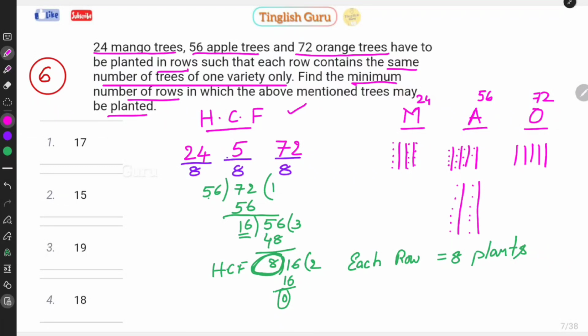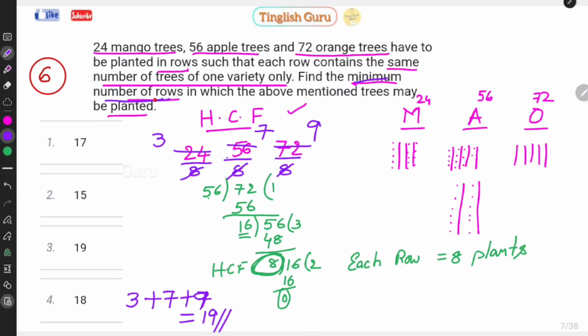Here the value is 56, right? Okay. Now 8 3s are 24, 8 7s are 56 and 8 9s are 72. So our answer is 3 plus 7 plus 9. This is nothing but 19. So a total of 19 rows will be there. Find the minimum number of rows. So the total minimum number of rows will be 19, option 3. Next.